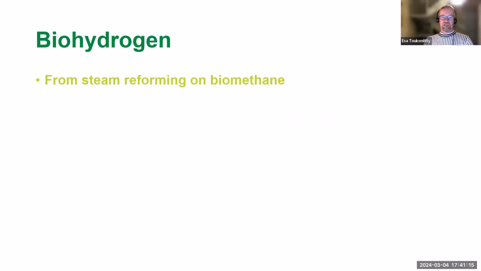Hydrogen is a good fuel, and it's used a lot in the chemical industry, in the petrochemical industry. So it's an important basic chemical. It can be made for example based on steam reforming from methane or biomethane, natural gas, and so on.